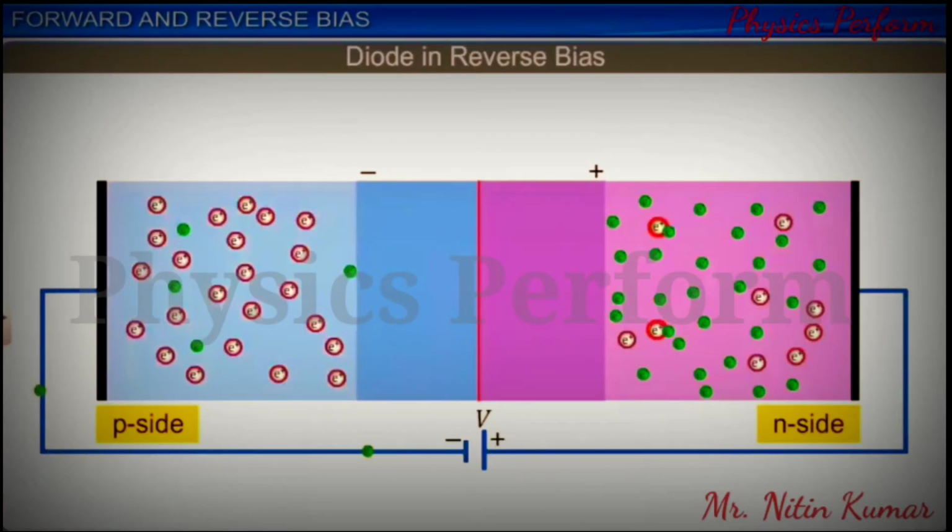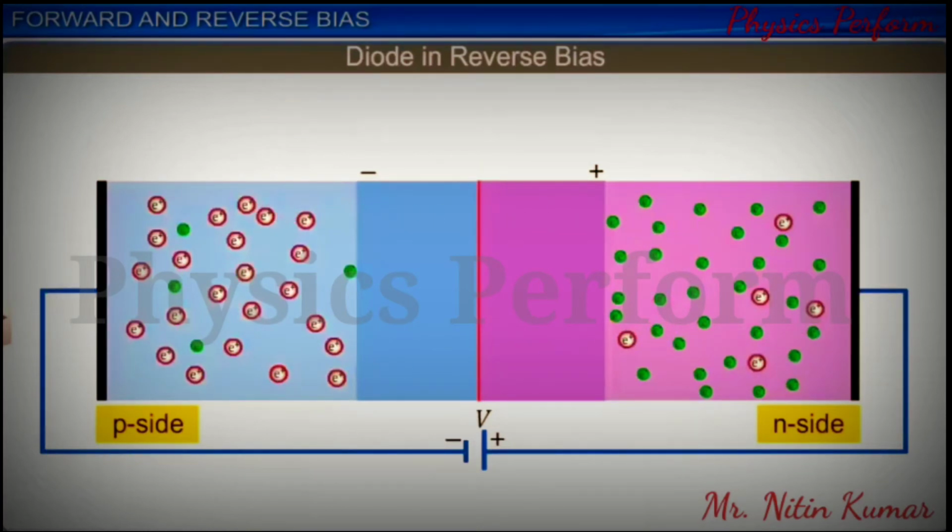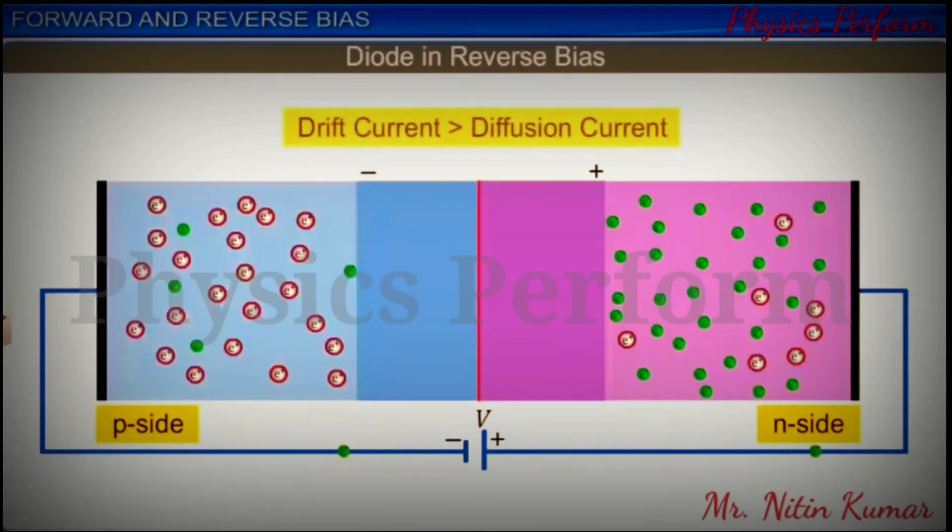The increase in barrier potential and width of the depletion region leads to a decrease in the diffusion of holes from the P side to the N side and the electrons from the N side to the P side across the junction. Thus, in a reverse biased diode, the diffusion current decreases much below its equilibrium value, while the drift current remains unaffected. The drift current is now greater than the diffusion current.